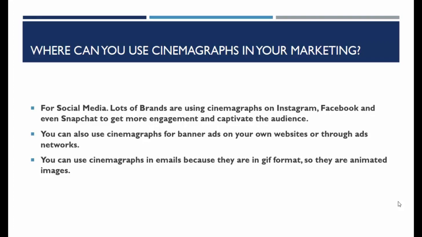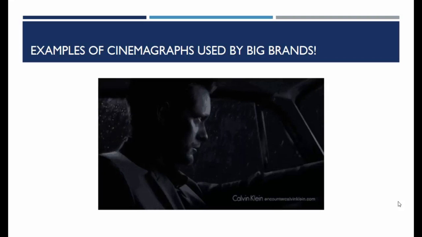So these are just some examples of places where you can use cinemagraphs. Obviously, you can think of many other places, but these are 3 very good examples where big brands are already starting to use cinemagraphs to promote their businesses. Now, here are some examples of cinemagraphs used by big brands. This one is from Calvin Klein. You can see that this guy is in the car, and you can see the rain as the moving element in this still image. The rain is the looping movement in the image.